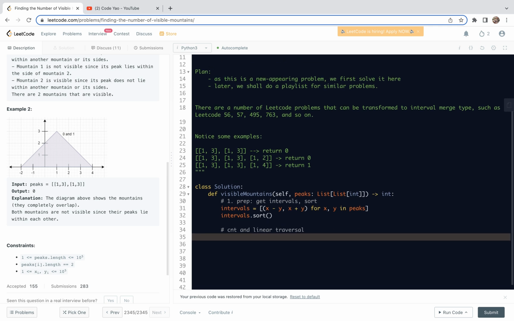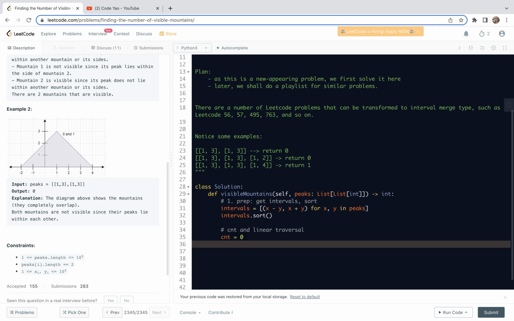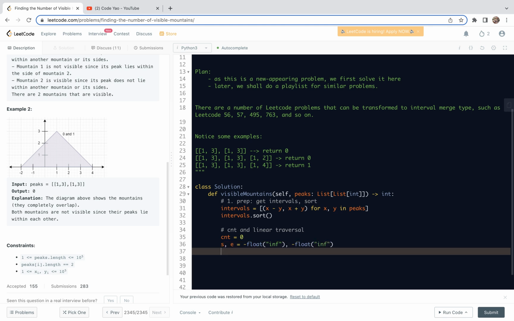For this purpose, let's first introduce a variable called count. We are going to return its final state. And then we're going to introduce a reference interval. Let's call it S and E, representing start and end. Let's set them to float infinity and float infinity. This setting will make sure that the reference interval will not overlap with the intervals given in the problem.